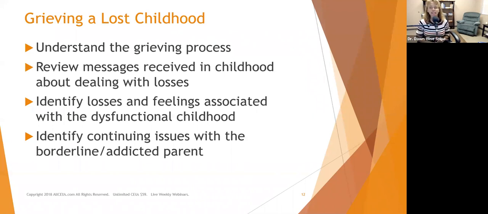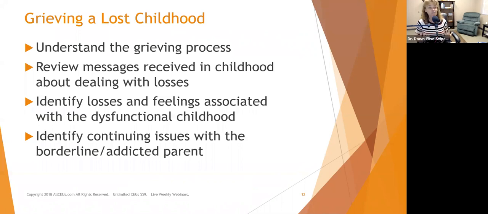And then identify continuing issues with the borderline or addicted parent. So what dynamics still exist in that relationship? And just put them out there. Put a label on them. If that parent goes from idealization to devaluation in 2.3 seconds, okay, let's just know that and help the client develop protective skills, not necessarily coping skills, because rationalizing with that person is probably not going to go very far, but helping your client develop skills so they can say, you know what, all right, that's how that person sees it, and they're not able to see any middle ground, but I have my feelings and that's okay. And starting to develop those boundaries, which are really tough.